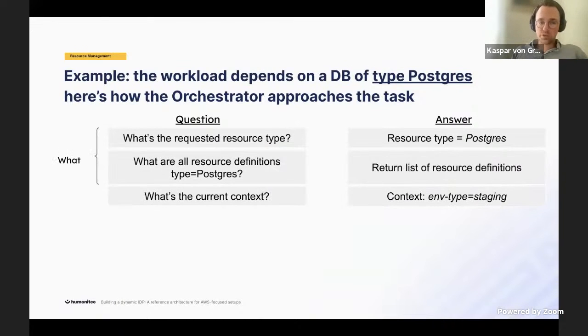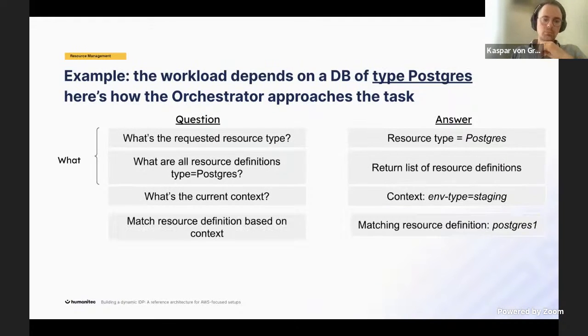Then it will ask, what's the current context? And the system will react with, the context is environment type equals staging. And the question is, can you match the resource definitions based on that context? Can you not take all resource definitions and give me the one that matches my context? Because you need to have one unique identifier. And then the answer is, yes, please use a resource definition for Postgres 1. And that would be the when.